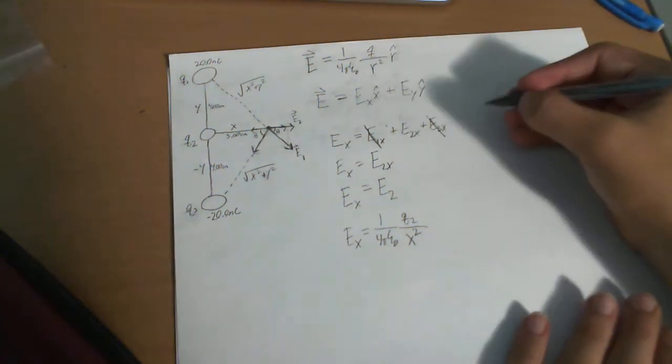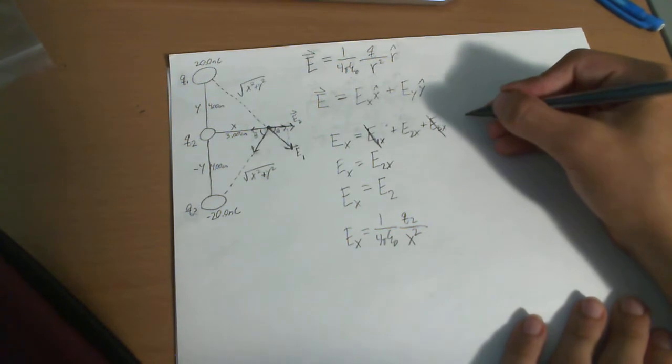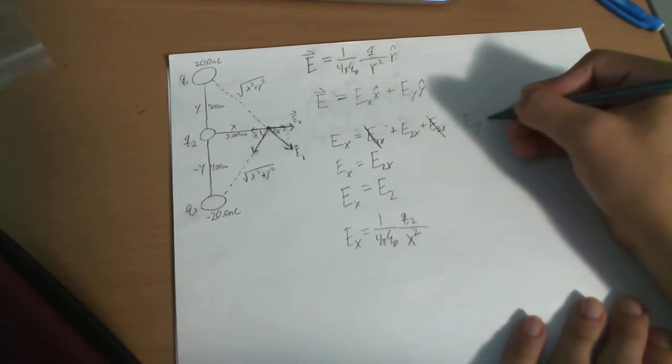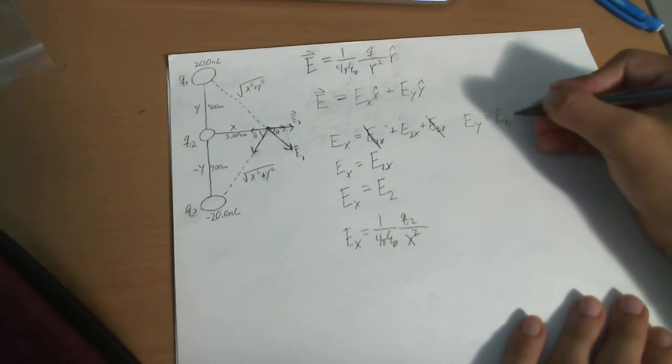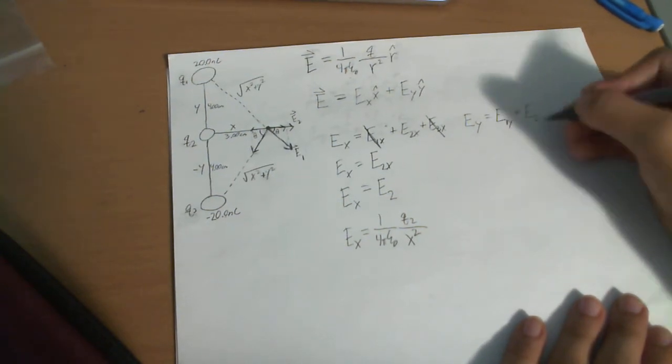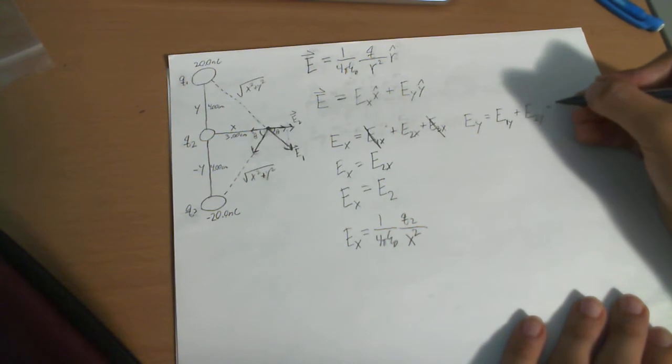Alright, so now we're going to do the same, but in the y direction. So let's call that E sub y. And again, it's going to be the sum of all three contributions.